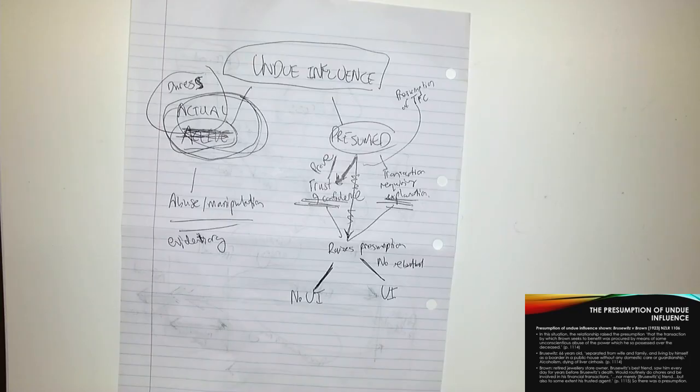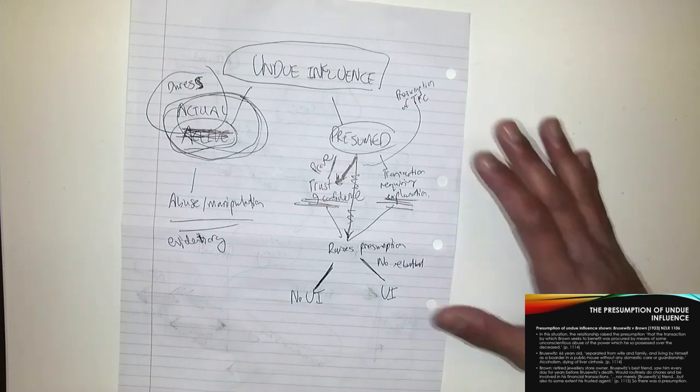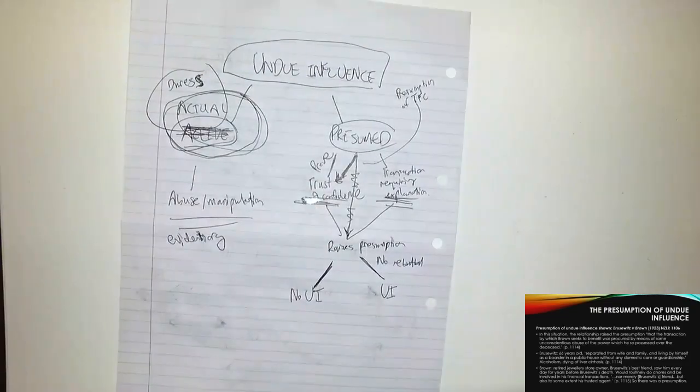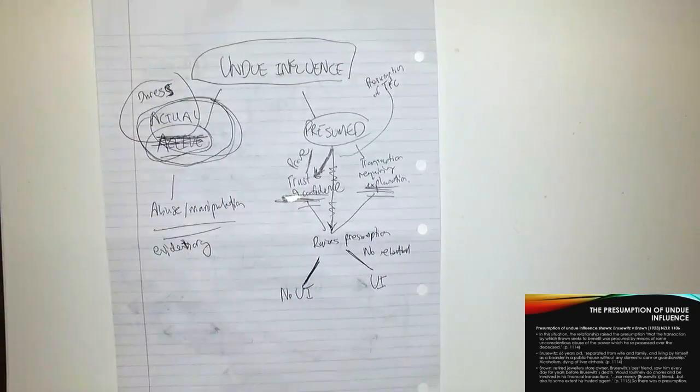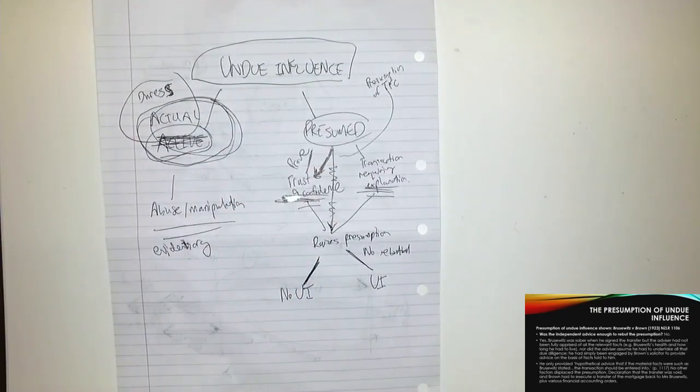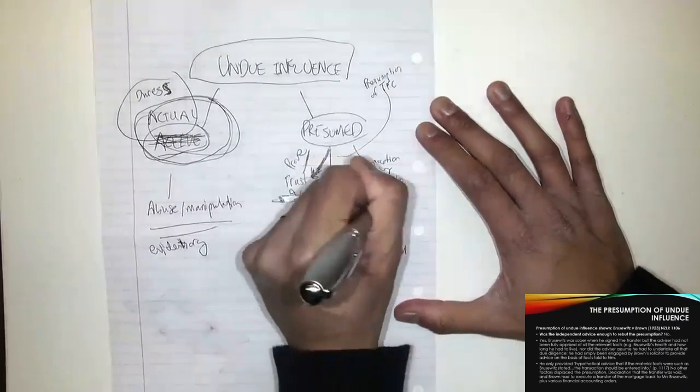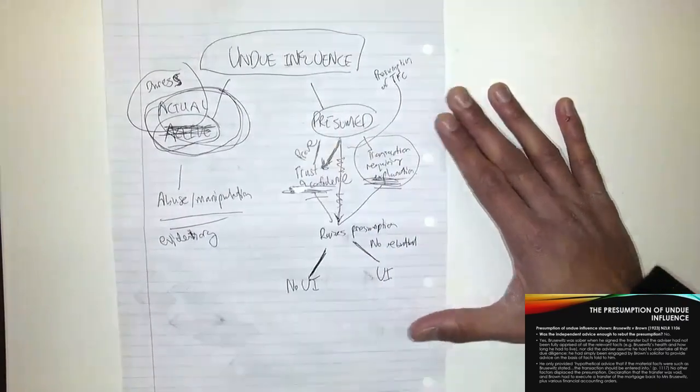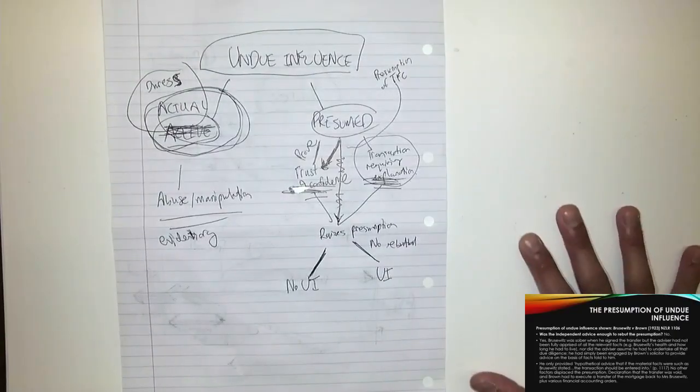Okay? So it's a question of the relationship being one of trust and confidence. That has been proved by the facts. And so the transaction was one requiring an explanation. It was improvident enough, imbalanced enough to raise that presumption.